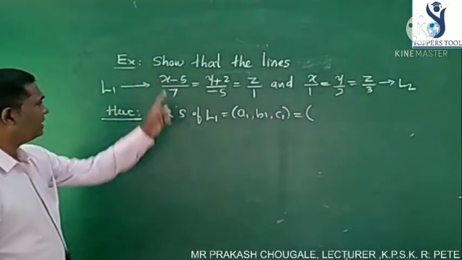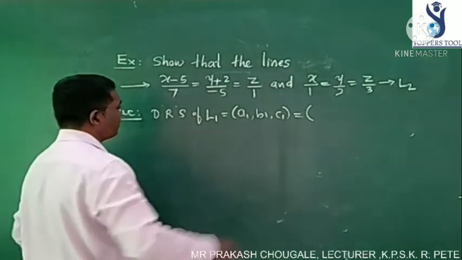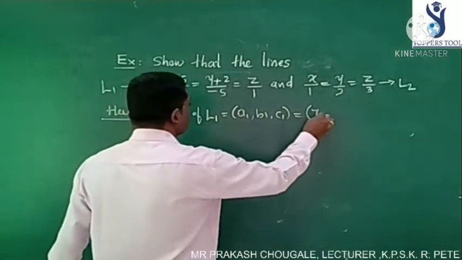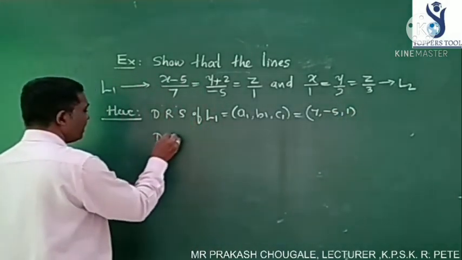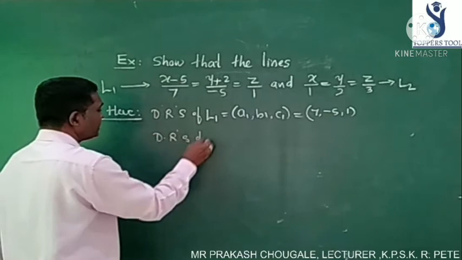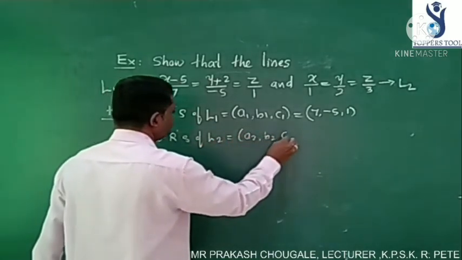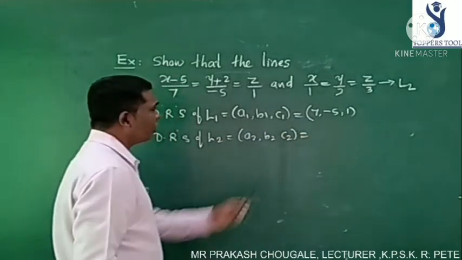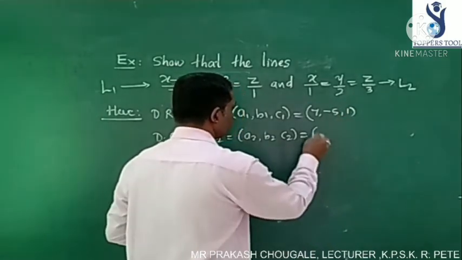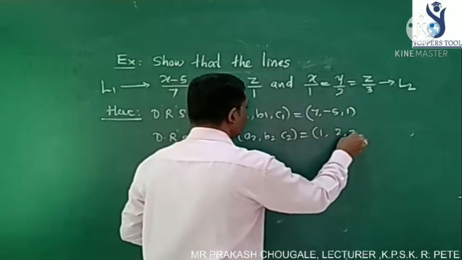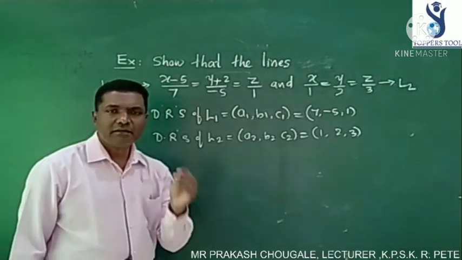Okay. Clearly, coefficients of x, y, z are 1, so immediately the denominators are the direction ratios. So it is 7, minus 5, 1. And direction ratios of the second line, I can call them A2, B2, C2. Here also coefficients of x, y, z are 1, so immediately these are the direction ratios: 1, 2, 3. Now our aim is to show that they are perpendicular.